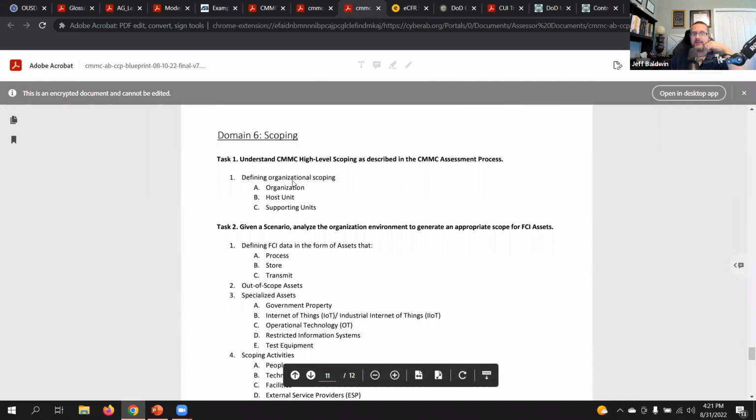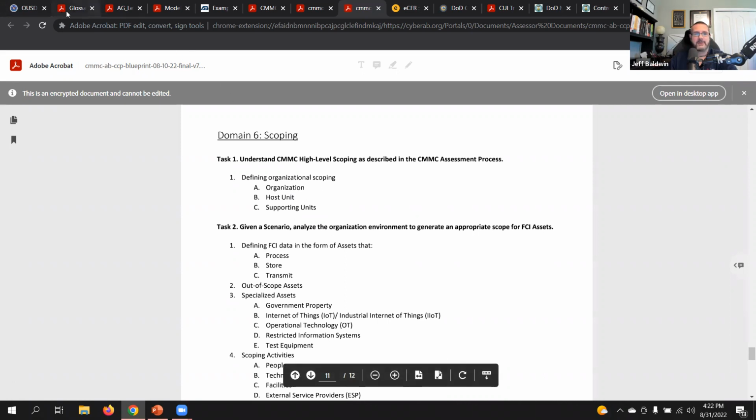So almost there, last domain, scoping. So understanding the high level scoping as described in the assessment process. This first part, I like to think of your scoping as where do the management operational practices need to occur in the business as an organization, right? So the HQ or the organizational unit, that's the top level.